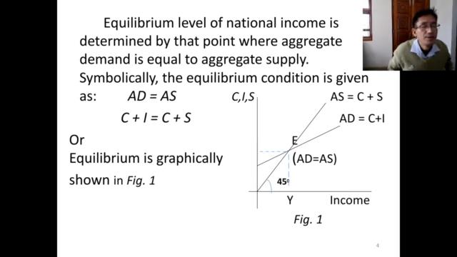Equilibrium level of national income is determined by that point where aggregate demand is equal to the aggregate supply. So symbolically, the equilibrium condition is given as AD is equal to AS. Aggregate demand is equal to aggregate supply.